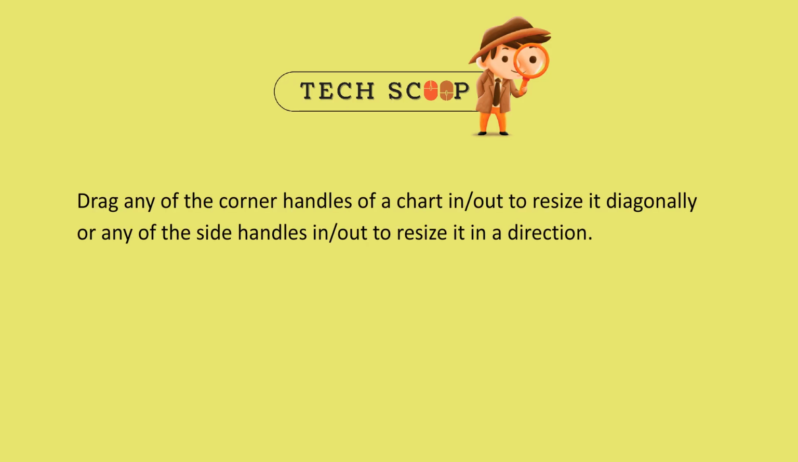Text scoop. Drag any of the corner handles of a chart in or out to resize it diagonally, or any of the side handles in or out to resize it in a direction.